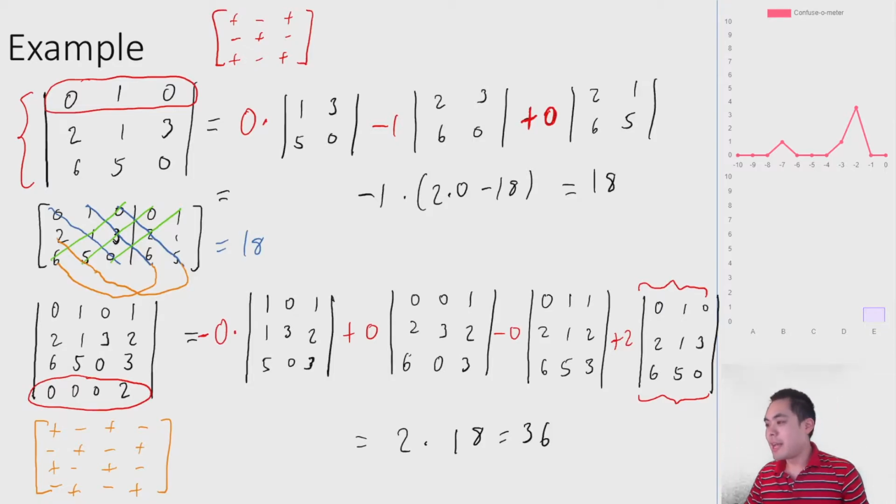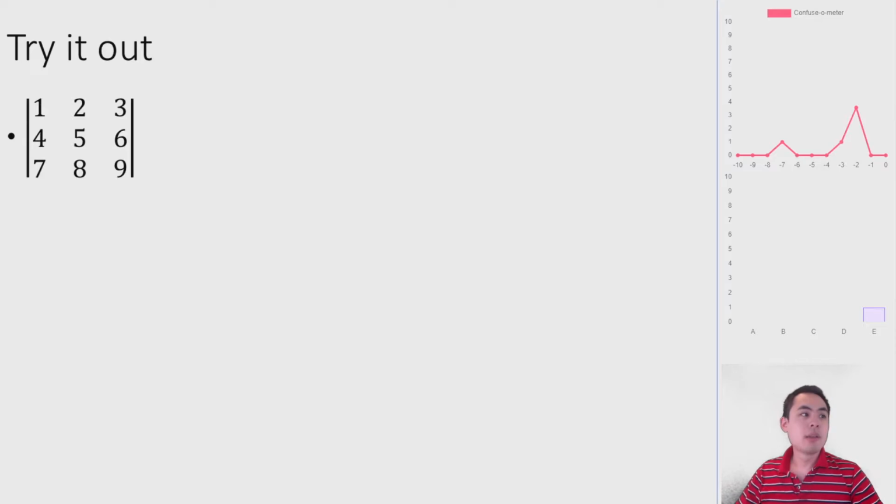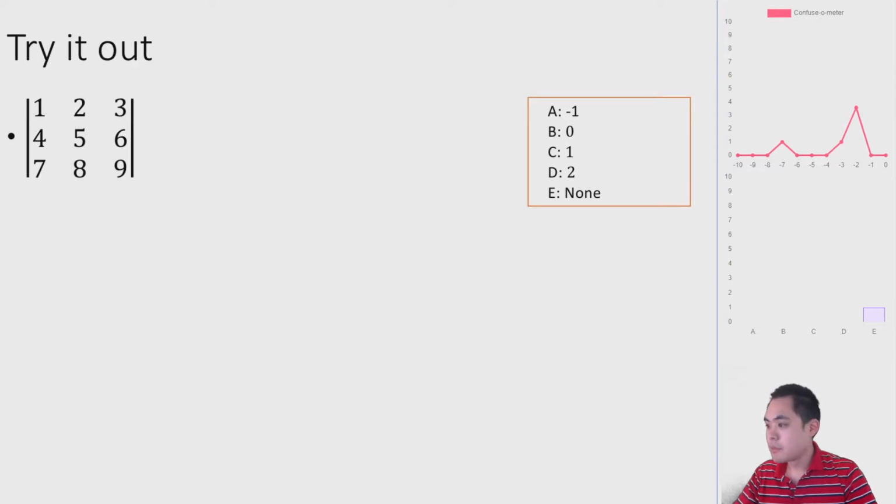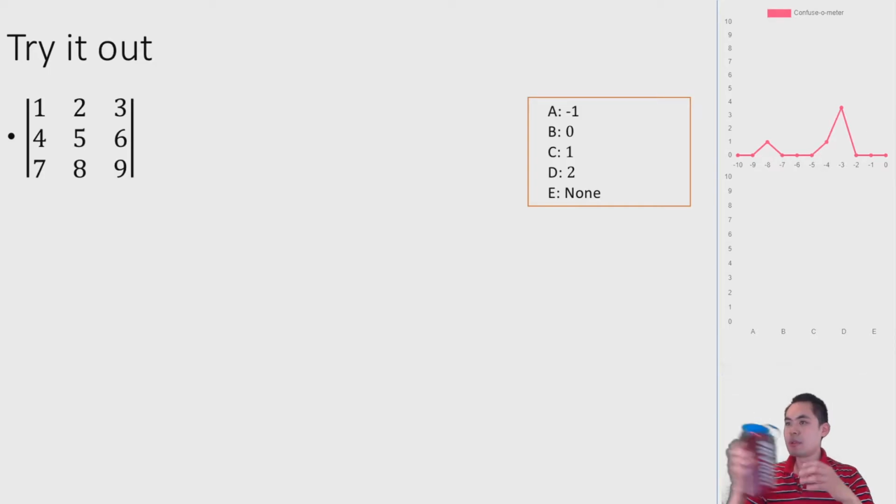Okay, so now that we've done all that, let's try it out. I want you to get the determinant of this matrix. And let's go ahead and reset this. So remember, you can either use the cofactor technique or you can use the wrapping around technique for this particular matrix. I'll give you all a moment to decide what the answer is.